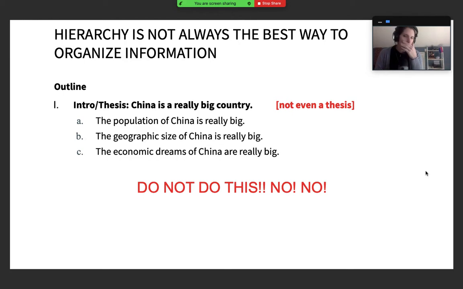No. You'll also note that the thesis that's established here, China is a really big country, is not even a thesis, that's just a fact. There's no arguing it. It's super basic. So, I'm telling you, don't do this. Don't do it.